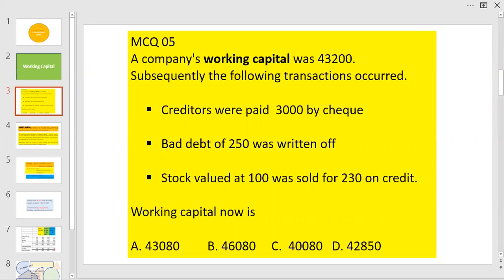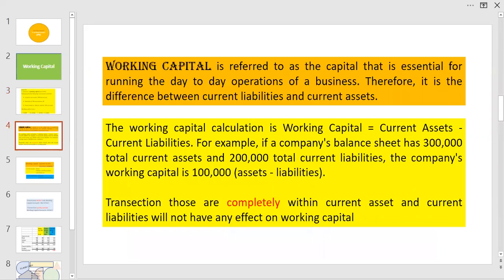What is working capital? Working capital is what is needed to conduct the day-to-day transactions. Day-to-day activities of the business will include purchases, sales, collection from debtors, repaying creditors, incurring expenditure, etc. Another definition is that working capital is the difference between total current assets and total current liabilities.